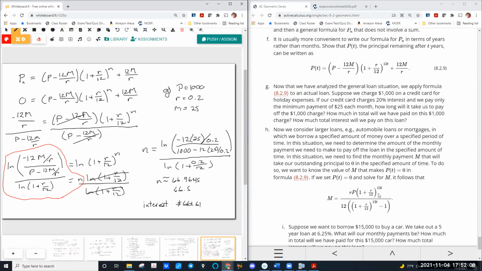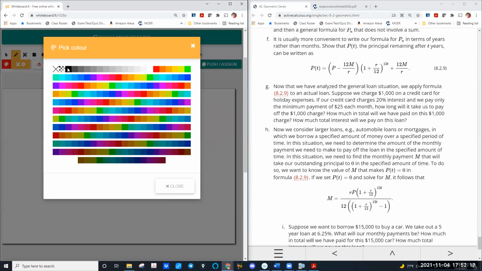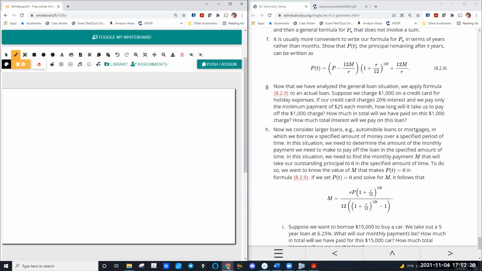This formula here is in years, so I'll rewrite it in our notation where we're doing it in months, and it's up to you, whichever you like. They both work fine. I just like sticking with months on this one. If we had solved for M instead of N, we would have gotten R times P times 1 plus R over 12 to the N, again, I'm doing N in months, over 12 times 1 plus R over 12 to the N minus 1. So in this case, you would be trying to solve for the monthly payment.